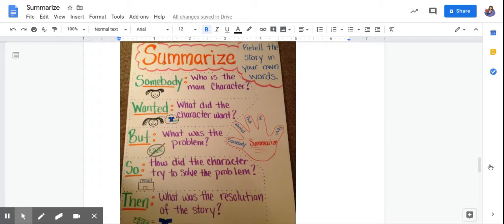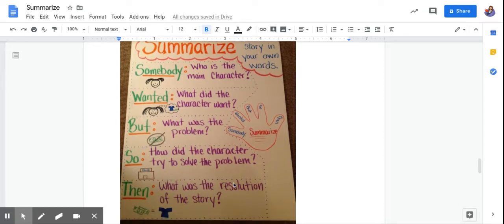Our somebody is who is the main character. What did the character want? But what was the problem? How did the character try to solve the problem? And what was the resolution of the story? And remember, it may not always be a happy ending, but it's just the way the story or chapter ended.